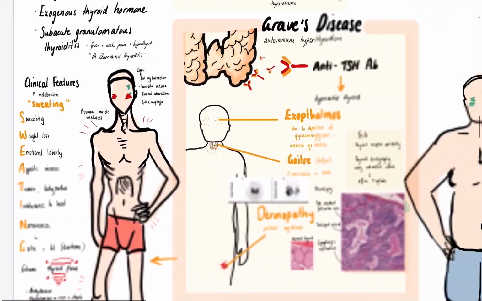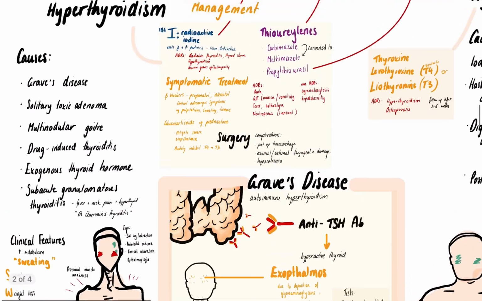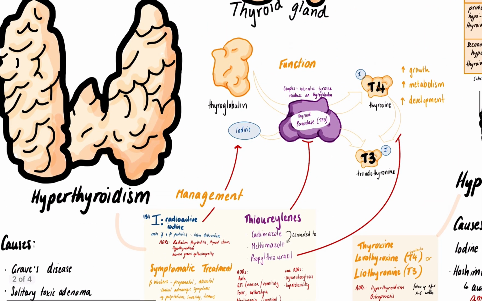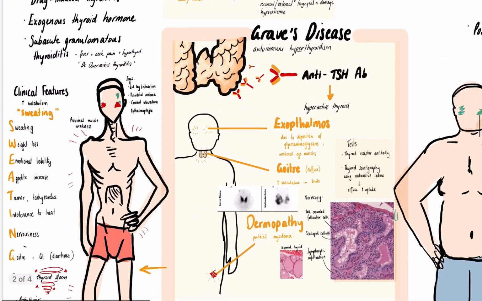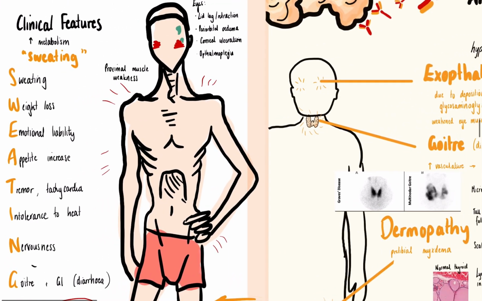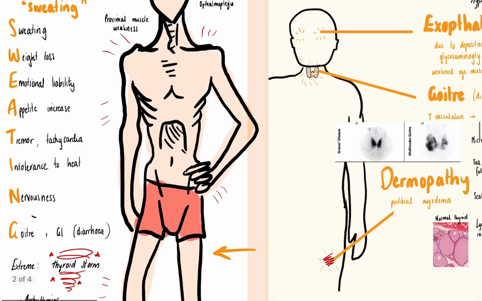Because in hyperthyroidism we get an increase in T3 and T4, and as we said, T3 and T4 are responsible for your growth, metabolism, and development, an excess of these is going to cause the clinical features of hyperthyroidism. Namely, I use the acronym SWEATING. So you get sweating, weight loss despite an increase in appetite, that's important, and emotional lability. So for example, someone might be more anxious.